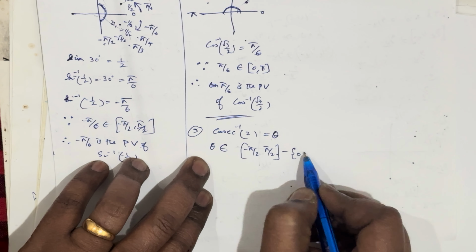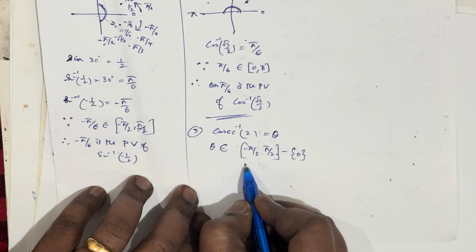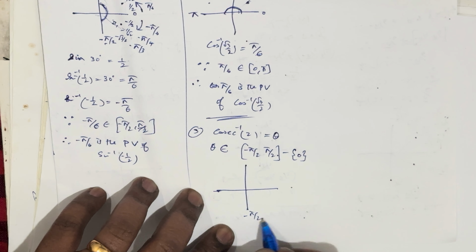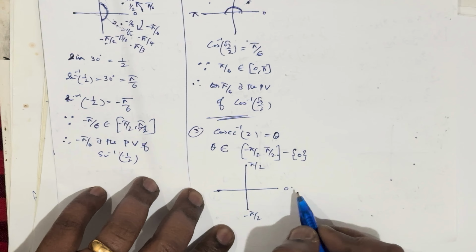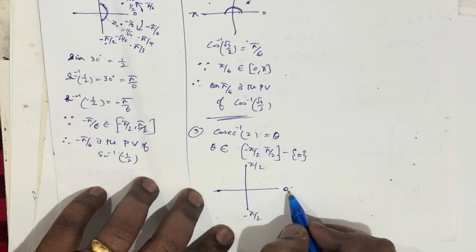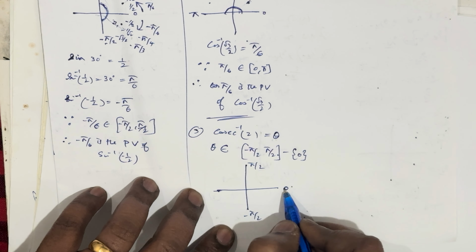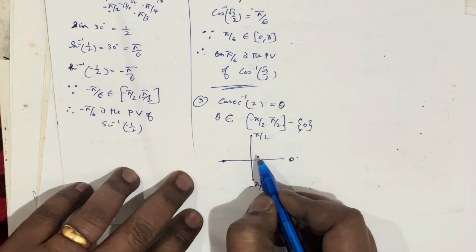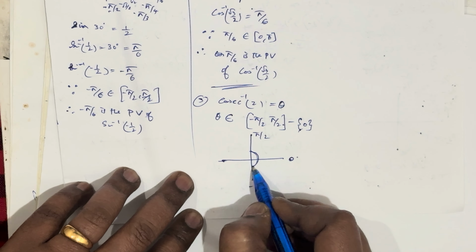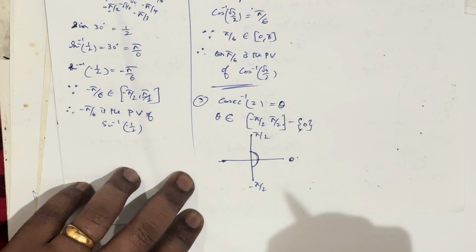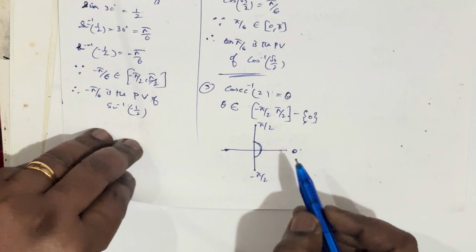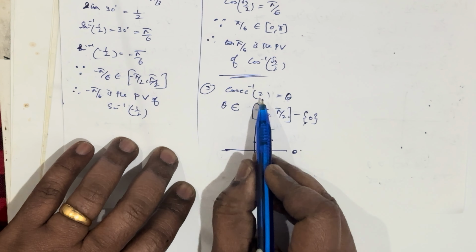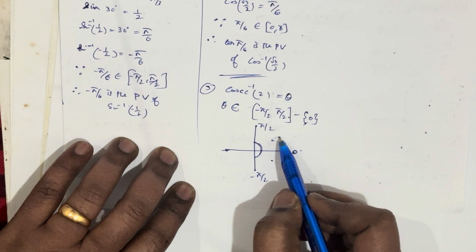minus 0. Now when you look here in the unit circle, this is minus pi by 2, this is pi by 2, and this is 0, because 0 is not considered because cosec goes to infinity at 0. Okay, that's why it's minus 0 here. Now this is the area where cosec exists, not at 0. Okay, now cosec inverse 2. Now you know that cosec is positive here in the first quadrant, and it's negative here. Since this is a positive value, it must be here in the first quadrant.